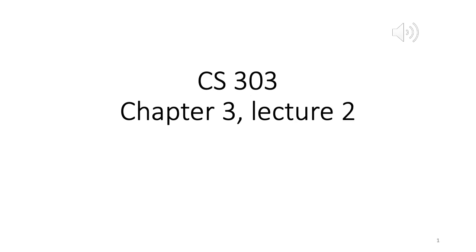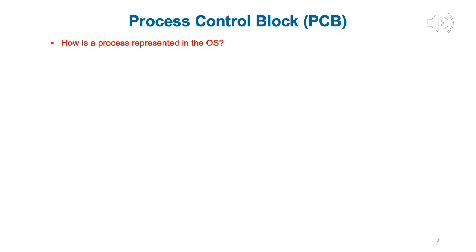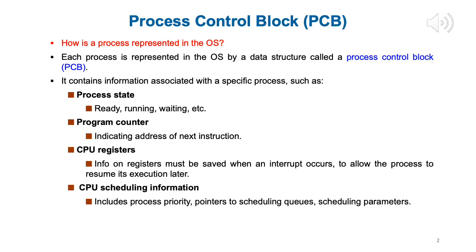Today we will be discussing chapter number 3 and lecture number 2. So this is CS 303, chapter number 3, lecture number 2. Okay, now I am on slide number 2, which is titled Process Control Block.